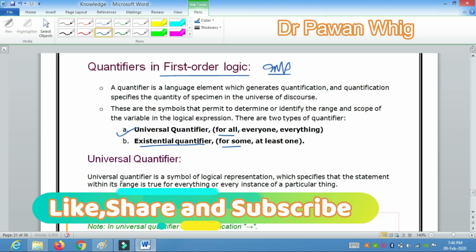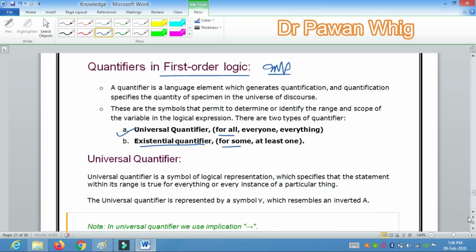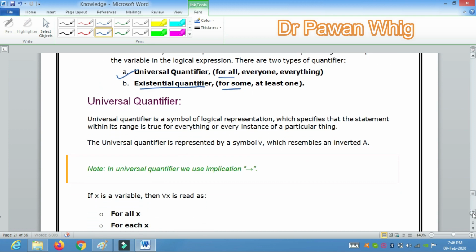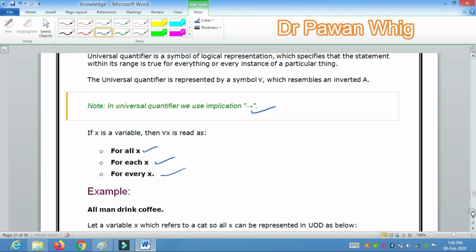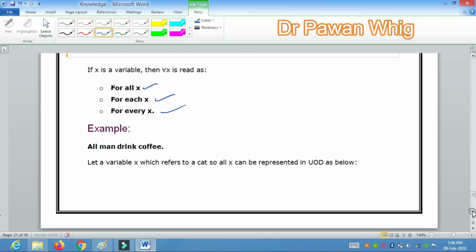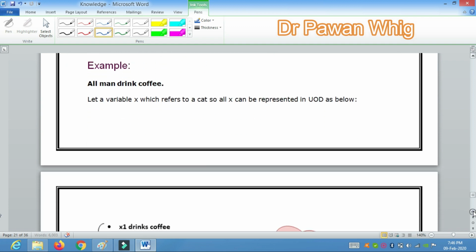Universal quantifier is a symbol of a logical representation which represents everything within the range of true, meaning "for every". One very important thing: whenever you represent any sentence with a universal quantifier, you have to use this sign. This is very important. Like for all x, it means for each x or for every x, this will cover it. Like all men drink coffee.